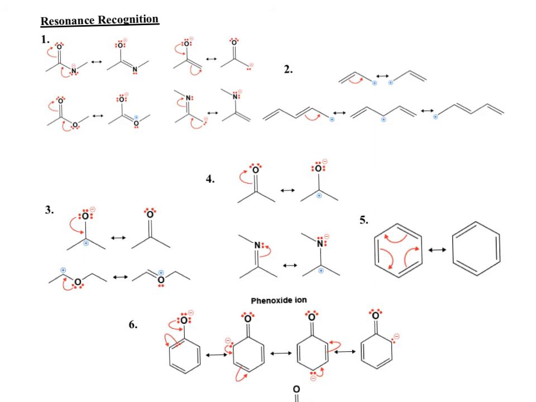We're moving electrons from the nitrogen towards the oxygen. So we're making a new pi bond between the nitrogen and the carbon. We're breaking the pi bond between the carbon and the oxygen. Was there any charge in the starting material? No. So there can't be any charge in the product. So the answer is D.